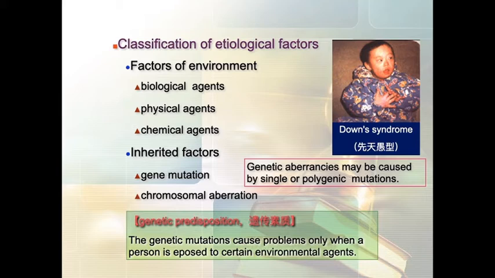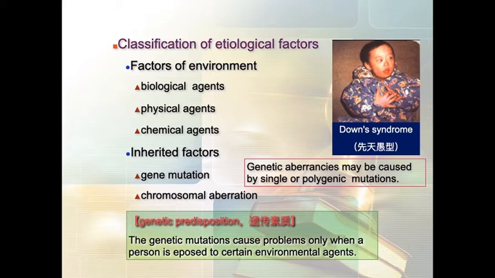Biological agents, physical agents, and chemical agents. Biological agents, it's easy to understand. For example, the bacteria, the viruses we've mentioned. And physical, like a car accident. You got beaten up by the gangsters, that's physical agents.